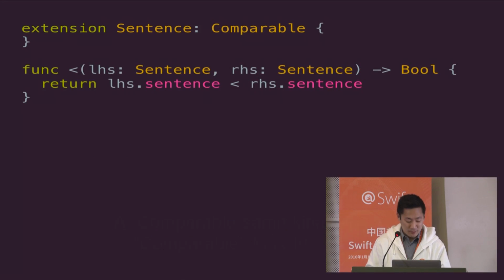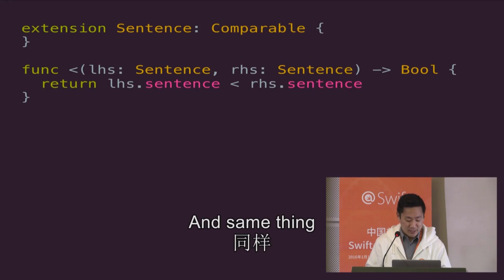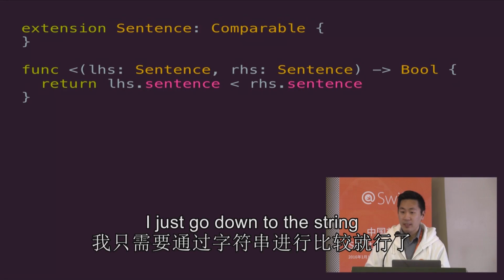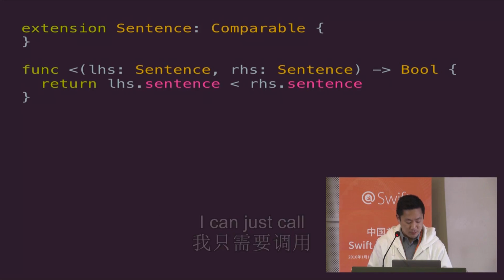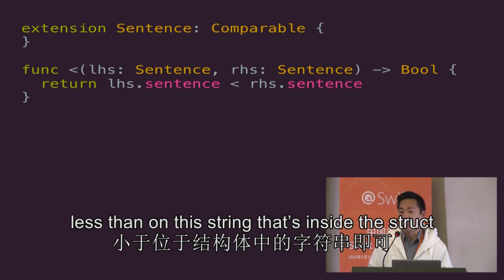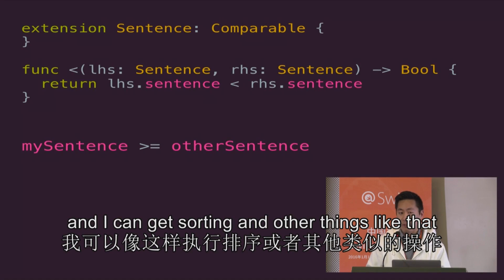Comparable, same kind of thing. I'm going to compare two sentences and see if they're less than or greater than. And same thing, I just go down to the string, and because strings are already comparable, I can just call less than on the string that's inside the struct. And then I can just compare the two strings like that, and I could get sorting and other things like that.